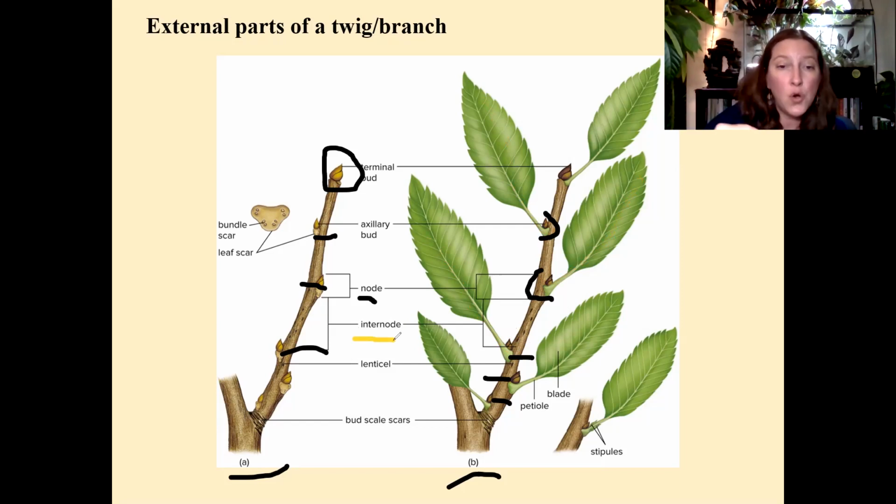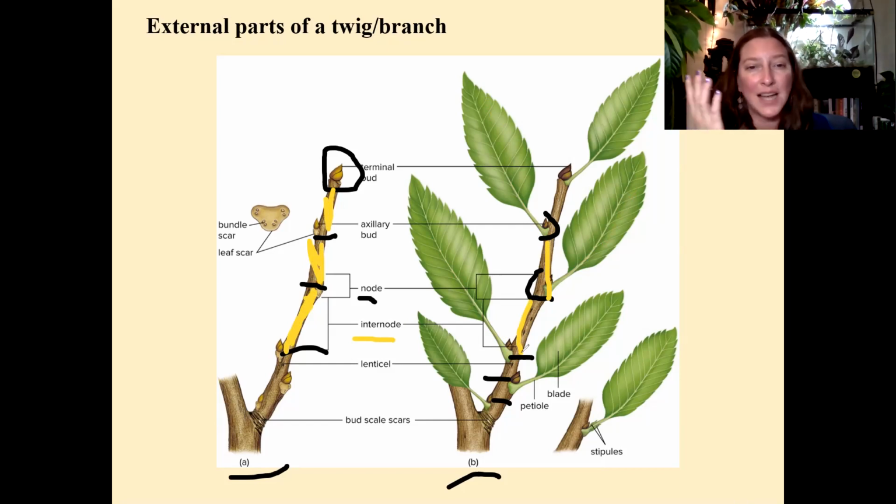So if a node is a region, an internode is the region between the nodes. So there's an internode, there's an internode, there's an internode, right? Likewise, this is an internode, this is an internode, etc. The reason I'm telling you this is because you can tell how old a twig or branch is by counting the nodes. Yes, that's why I'm telling you that.